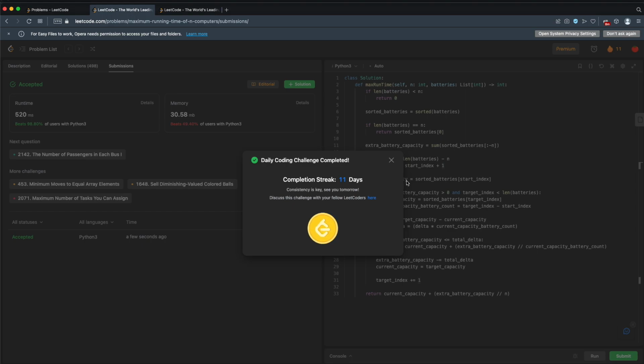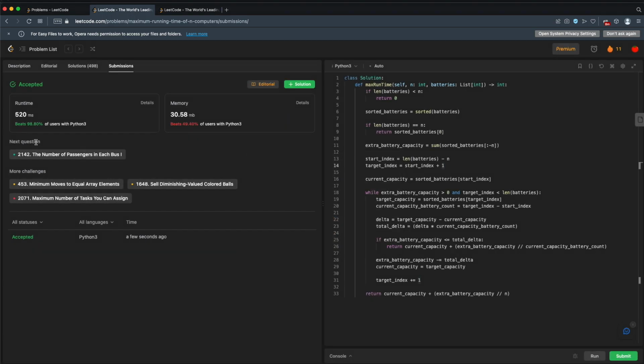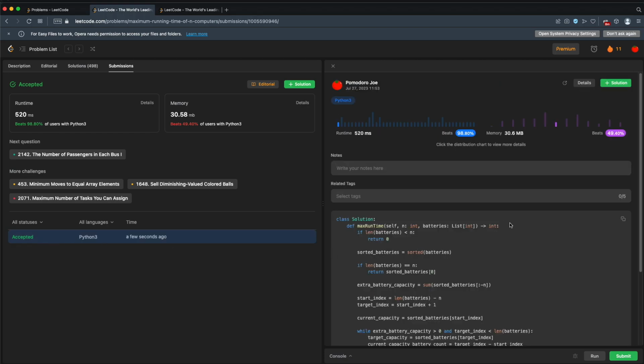And we pass. And let's see, how did we do? We do really well. We beat 98% for runtime and 45% for memory. So not bad. Actually, we do better than that. We do 98.8% runtime and 49.4% for battery. Battery, oh, batteries on the brain. Let me try that again. We beat 98.8% for runtime and we beat 49.4% for memory. So yeah, we do really well.